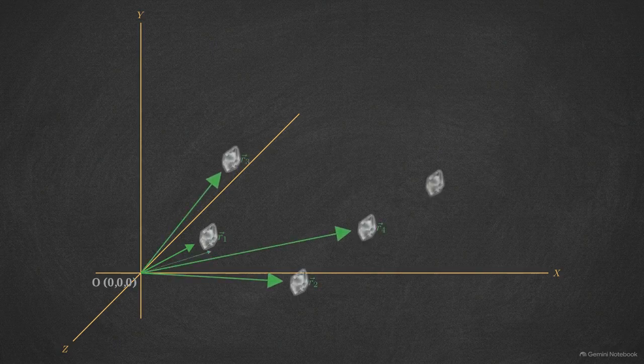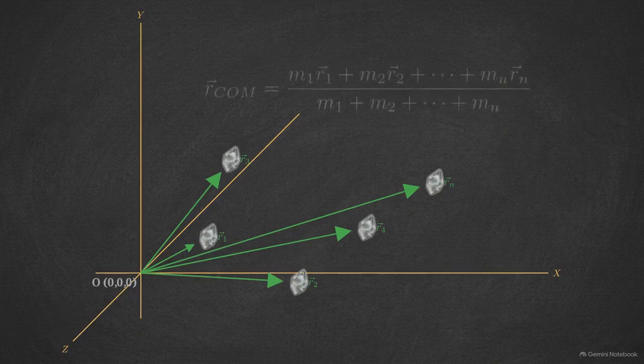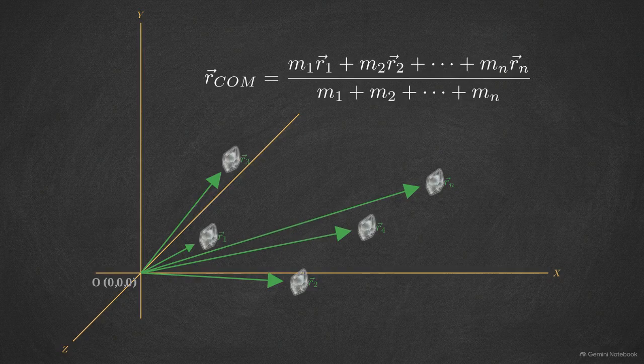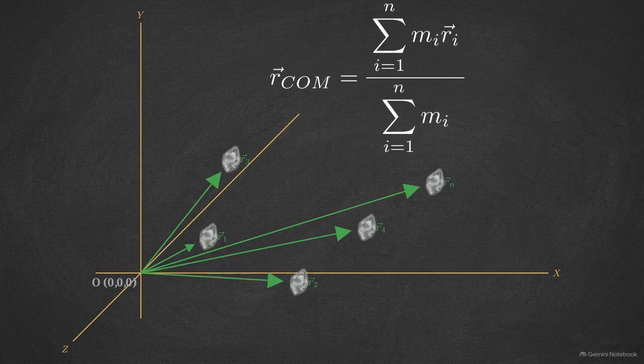To map them, we draw position vectors originating from coordinate 0. To find the collective center point, we use the vector sum formula. While the sigma notation might look intimidating, it represents a simple operation. It is strictly a mass-weighted average of all those individual positions.